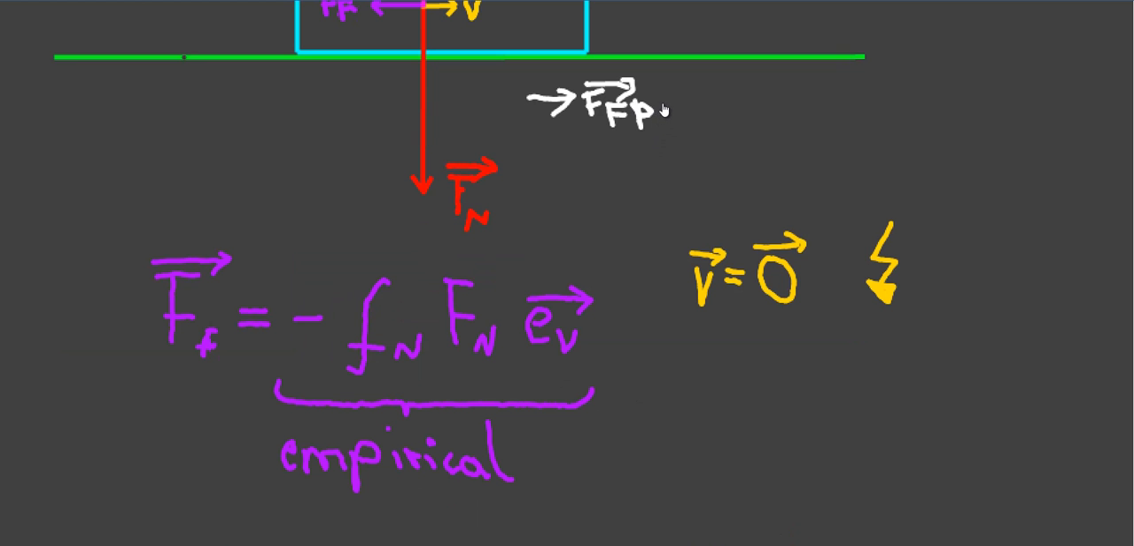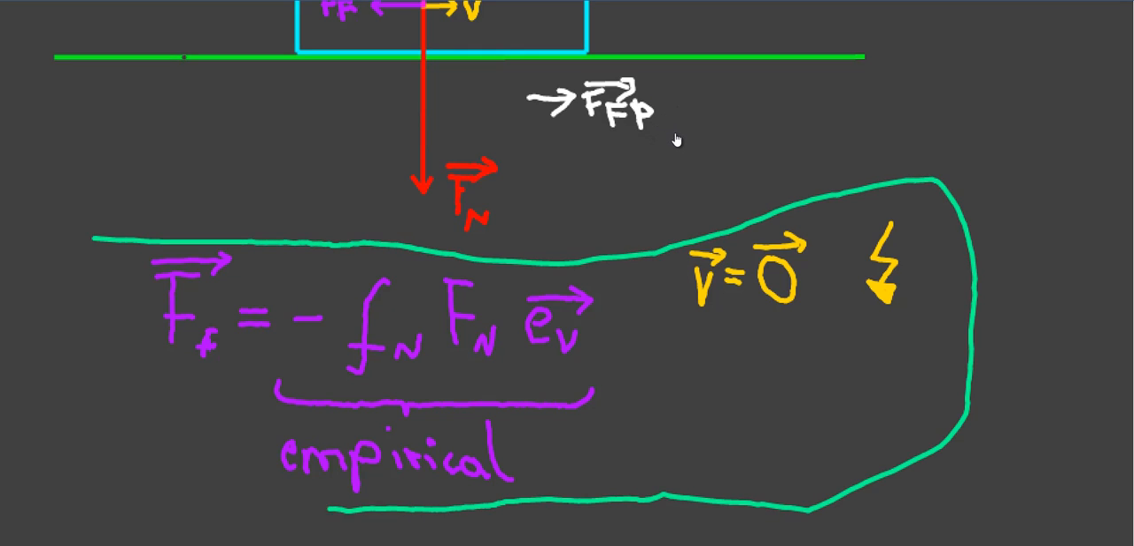Now this is the formula for our empirical friction force. Empirical just means that it hasn't been found as a physical principle, but just by testing out, by making experiments. So this is an experimental force right here, an empirical force.